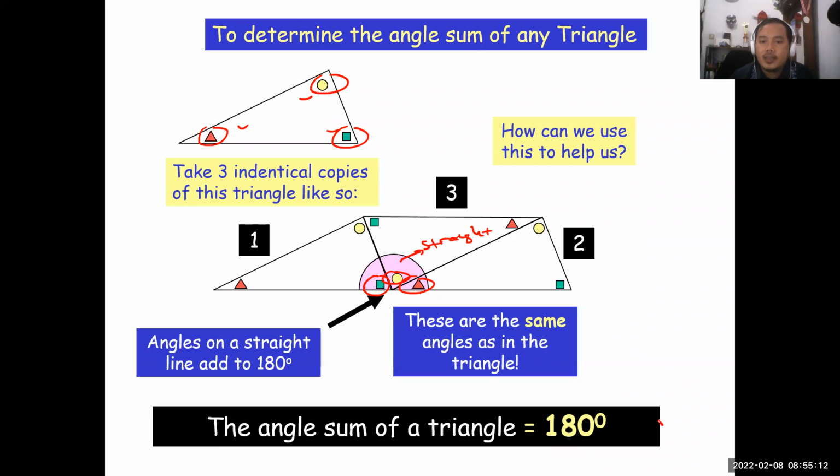Tolong ini ditulis ya. This is the conclusion of this lesson. The angle sum of a triangle is 180 degrees. Tolong ditulis karena you're going to use a lot of this concept in answering a lot of questions that we will get on the quiz.